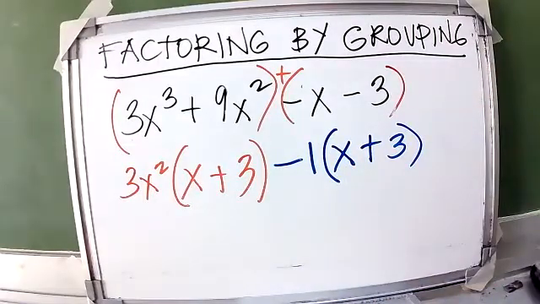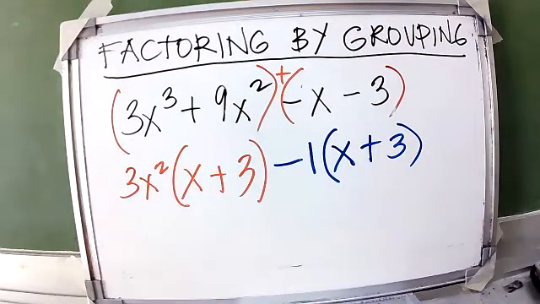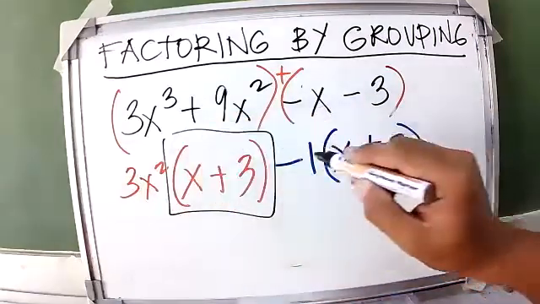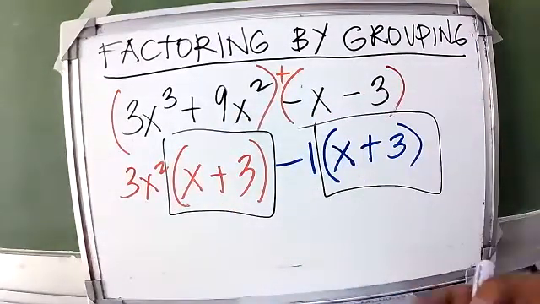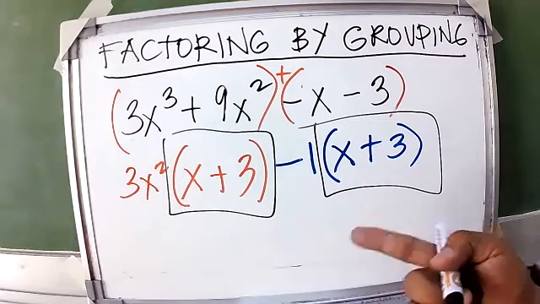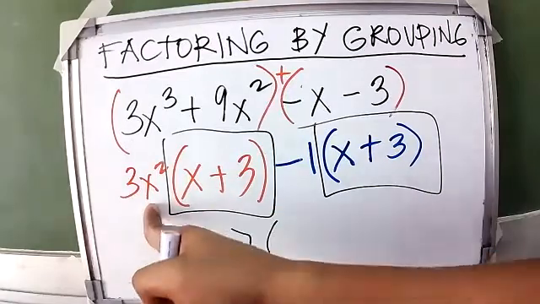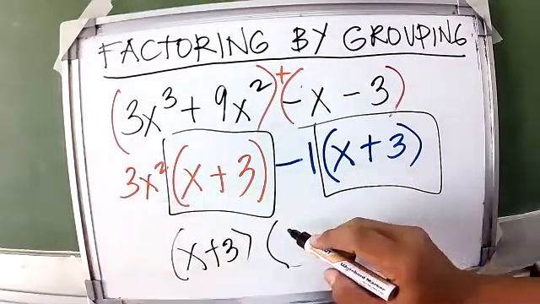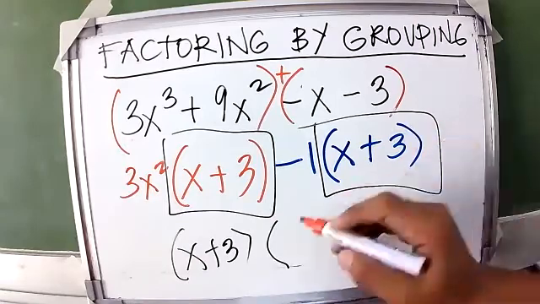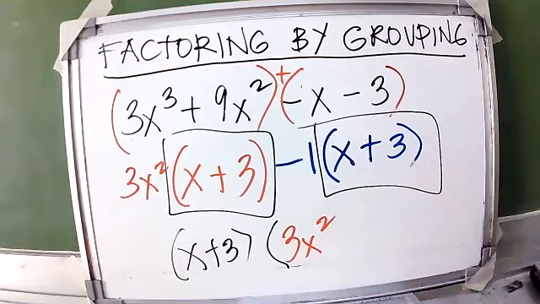Do you see similar terms now between the two terms? Yes. And what is that similar term? What's the common factor? x plus 3. x plus 3. Very good. So, we will now factor out x plus 3 on both terms because that's the common factor. Remember, that's the goal of factoring by grouping. There should be a common factor in the end. So, we will now have here x plus 3 times what's left here. It's 3x squared. And what's left here is minus 1.